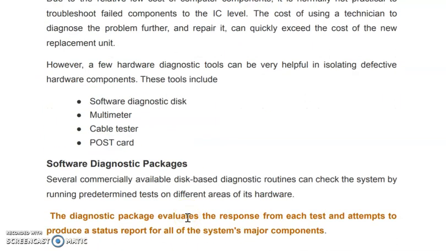In the next video, we are going to learn how to isolate these problems, and how to troubleshoot your power supply, your hard disk, operating system, RAM, memory, and some other devices of your computer.